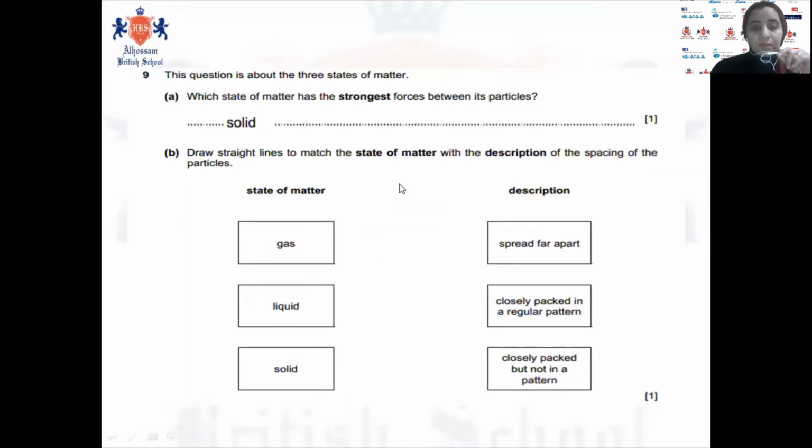Draw straight lines to match the states of matter with the description of the spacing of the particles. We have solid, liquid, gas. Gas: spread far apart. Liquid: closely packed. Solid: closely packed and regular pattern. Excellent, Hashim. The gas is spread far apart, liquid closely packed but not in a pattern, solid in a regular pattern.